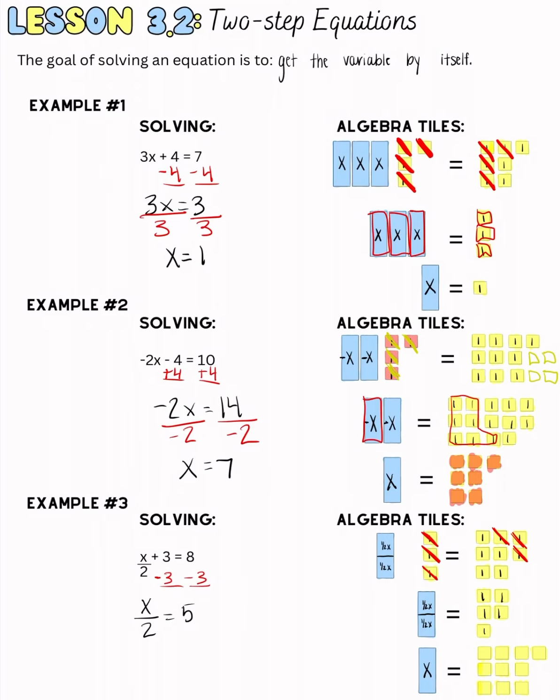And if you look, we're dividing by 2. We're going to do the opposite of multiplying by 2. And when that happens, we get x equals 10. So x equals 10, because half of x is 5, so a whole x would be 10.